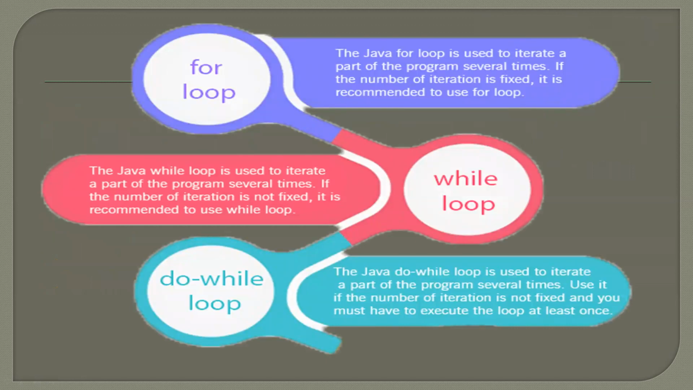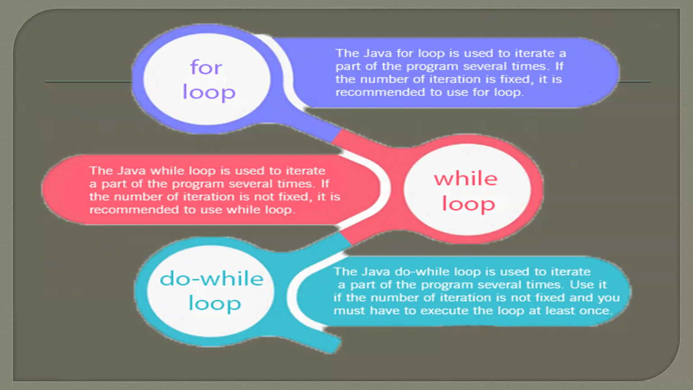The three different loops are explained here. First one, for loop. The Java for loop is used to iterate a part of a program several times. Not only for loop, while loop and do while loop too are used to iterate some part of the program several times. Iterate in the sense of executing some part of code multiple times is called iteration. If the number of iterations is fixed, it is recommended to use for loop. So if we know how many times we want to execute that code, then it is better to go for the for loop.